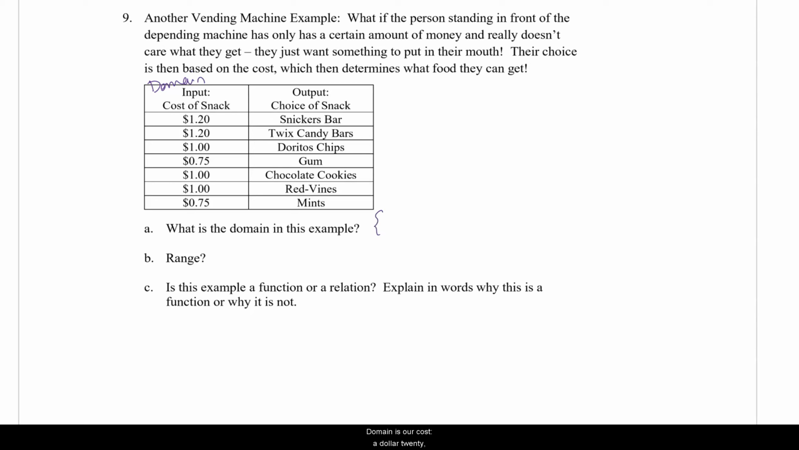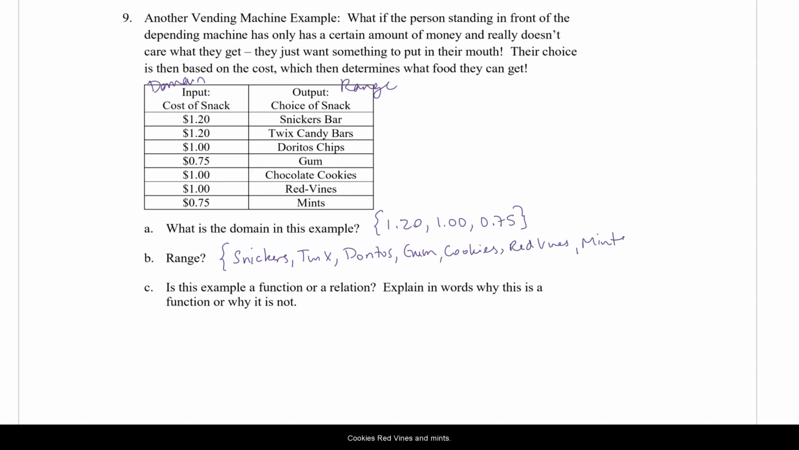Our domain is our cost: $1.20, $1, 75 cents. Our range is the snack: Snickers, Twix, Doritos, gum, cookies, red vines, and mints. Do we have a function still or not? Does each cost correspond to only one snack?